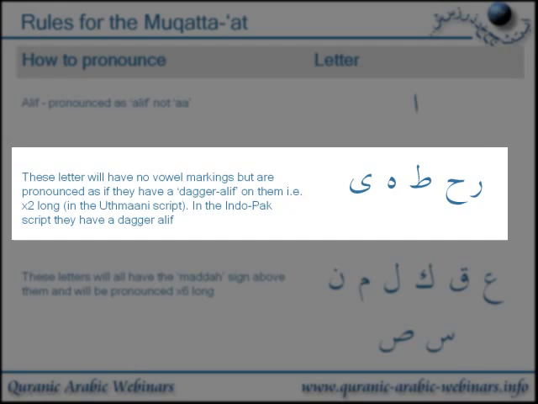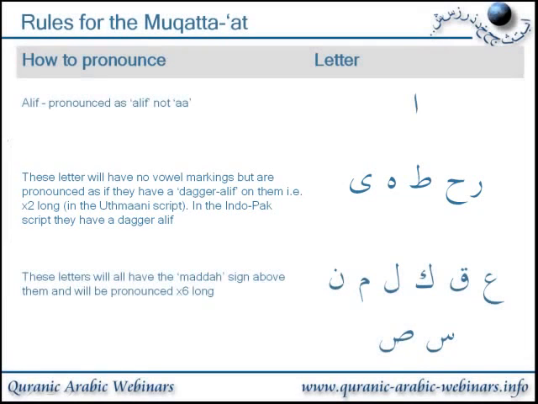Okay, even though we're pronouncing the name of the letter, when you pronounce the name of the letter, it will be too long. So we just saw you had ya, ta, ha, ra, ha, all of them two long. And the alif is just quickly said as alif, one long.